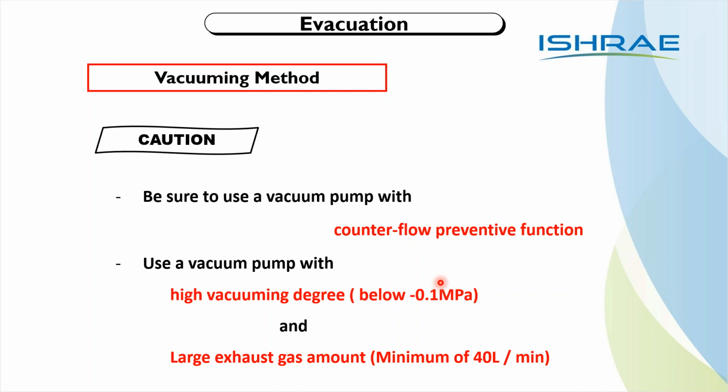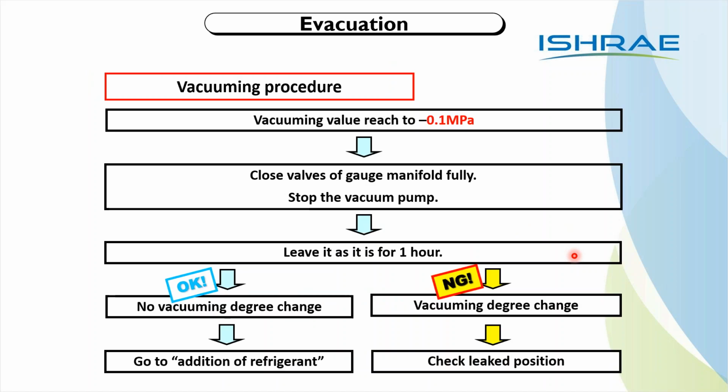Generally, I would recommend a 500 liters vacuum pump. Suppose, for example, if you are using a 40 liters or a 50 liters, it may take a longer time. The more the liters and the more the dual stage, the better. Use dual stage so that you achieve vacuum faster.